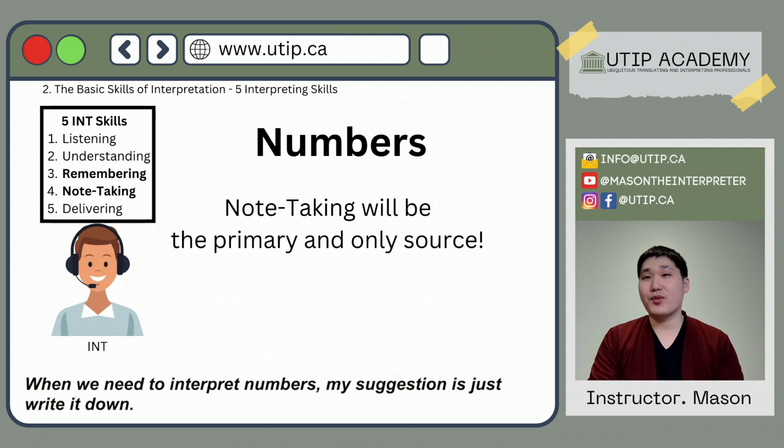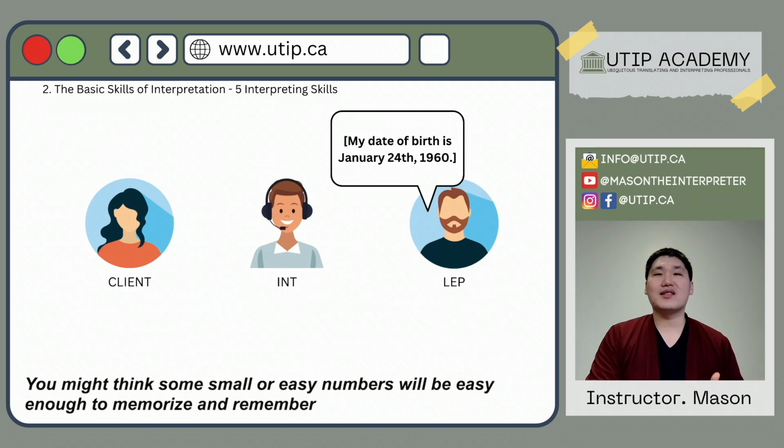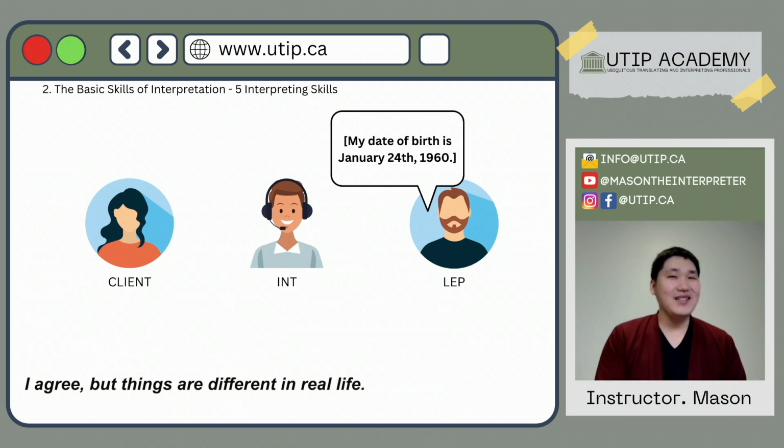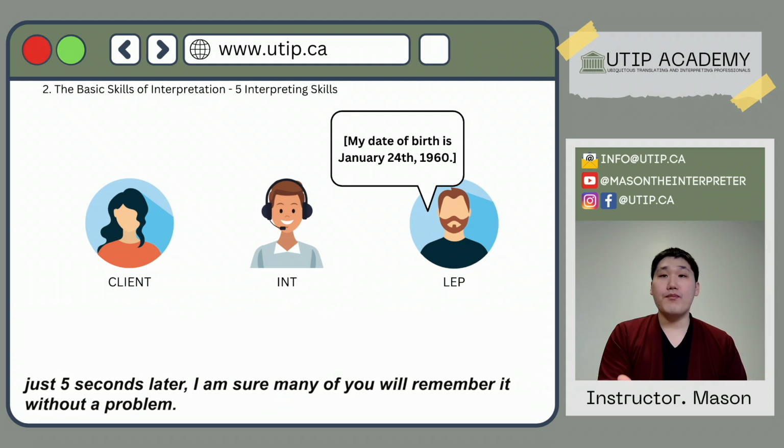When we need to interpret numbers, my suggestion is just write it down. That means you should not try to remember these numbers. Instead, just take notes, write it down. You might think some small or easy numbers will be easy enough to memorize and remember without having to write it down to save your energy. I agree, but things are different in real life. For example, if I tell you to remember this date of birth, January 24th, 1960, and ask you, what was the date of birth just 5 seconds later, I'm sure many of you will remember it without a problem.